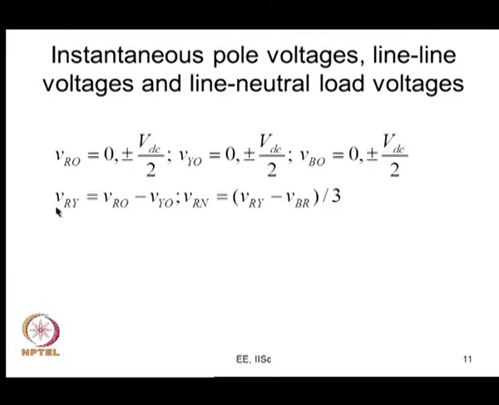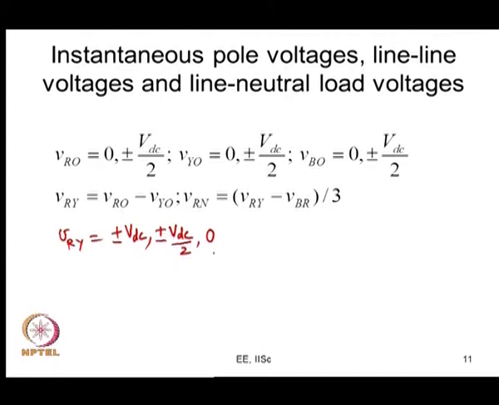So, VRY would have 5 different values, let me just write it down here. VRY would be able to take values like plus VDC, and it will also be able to take minus VDC, because VRO can be minus VDC by 2 and VYO can be plus VDC by 2. VRY can also take the values of plus or minus VDC by 2, and it can also take the value of 0. So, there are 5 levels. This is why I said that sometimes authors may call this a 5 level inverter, because VRY has 5 possible values.